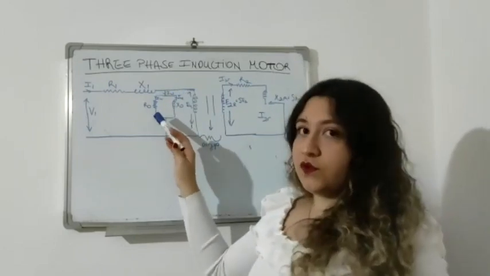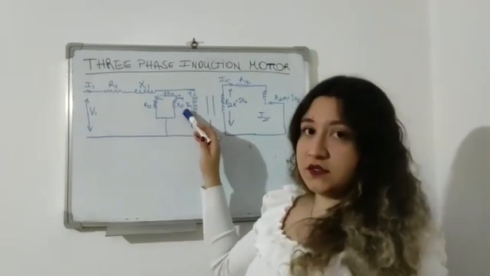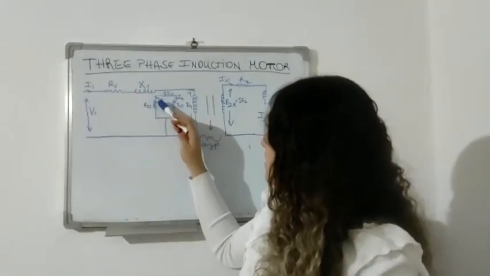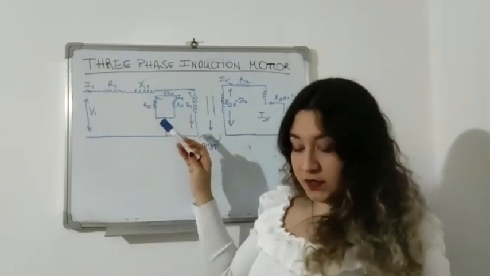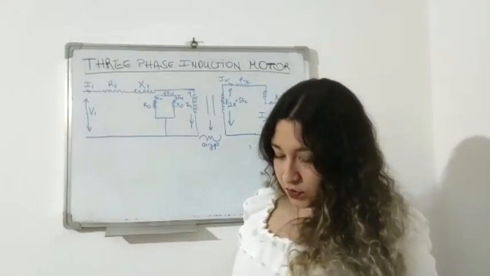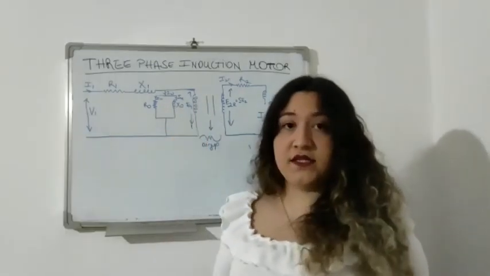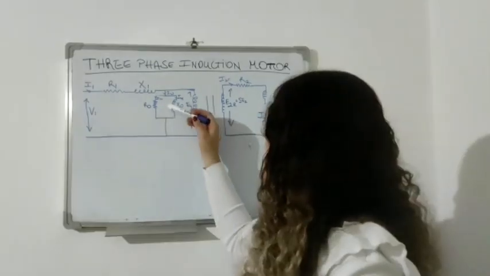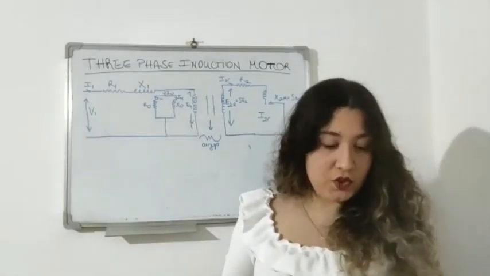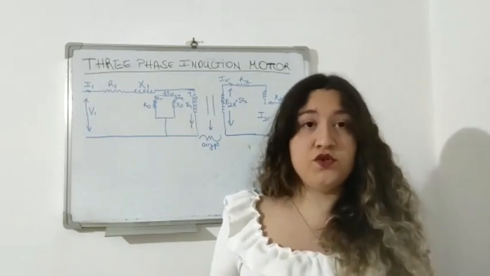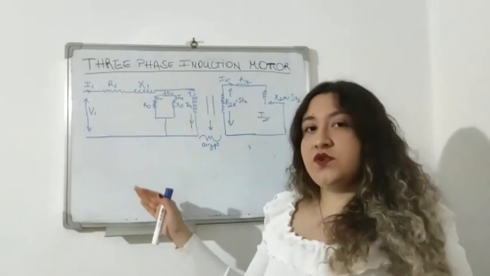R0 is the resistance and X0 is the reactance. Then we have IW and IM. IW is the active working component of current, which supplies the no-load losses, and IM is the magnetizing component of the current. Here we can see E1, the EMF induced in the stator, the primary part. And now we can see the air gap between the stator and rotor.